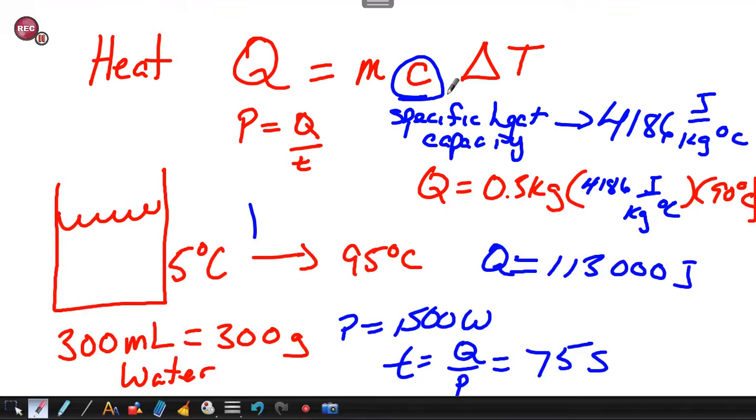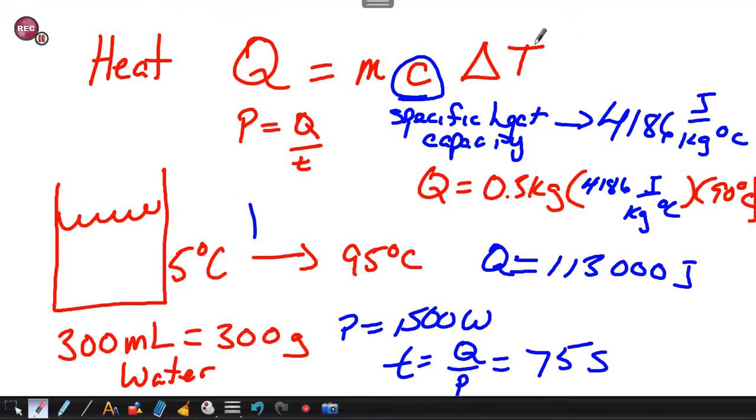In an electric kettle, it's the energy that is stored in the current flow. So it's the potential energy of a battery or of a generator somewhere. And we turn that into the motion of particles in the water, and it heats up.